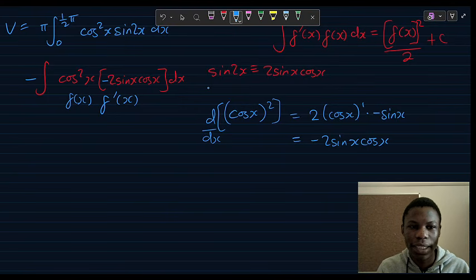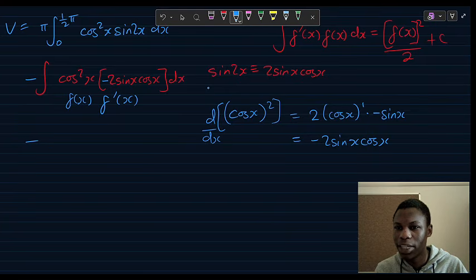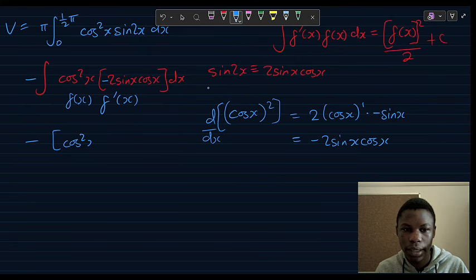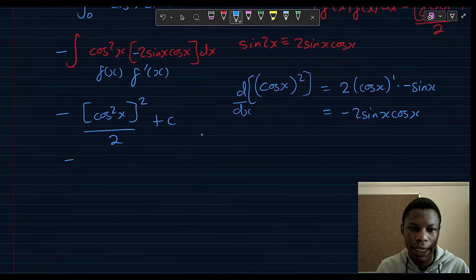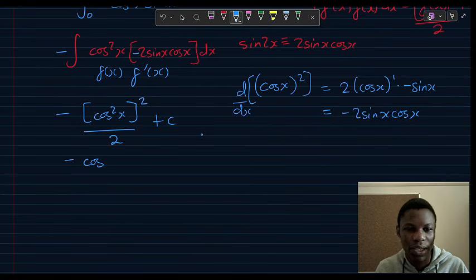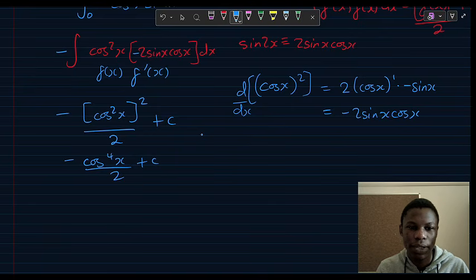And so what this means is that the result of this integral becomes, you've still got this negative that's hanging outside, and it has to be f of x. Our f of x is the cos squared x. And the result says we have to square that, and this is being divided by 2, plus a constant of integration. So if you simplify this, this is negative cos to the 4 x over 2 plus c.